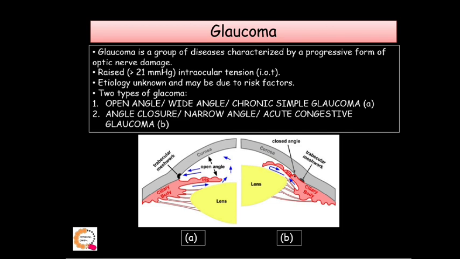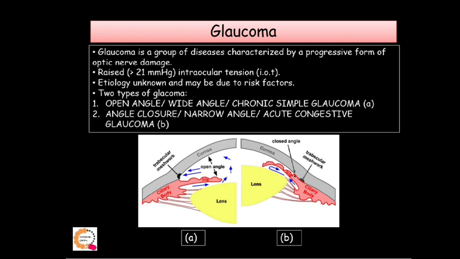In picture A, you can see there is an angle between the cornea and iris, but this open angle glaucoma happens due to blockage of the trabecular meshwork, which is responsible for the outflow of aqueous humor.